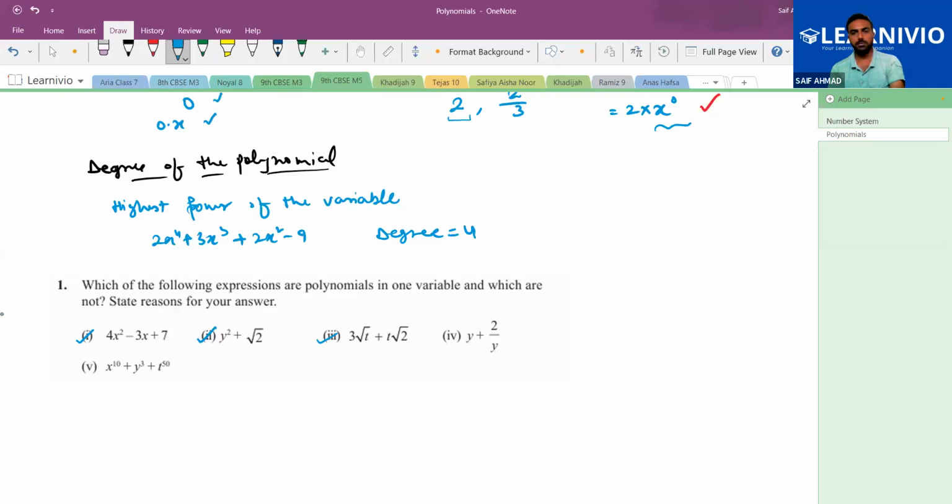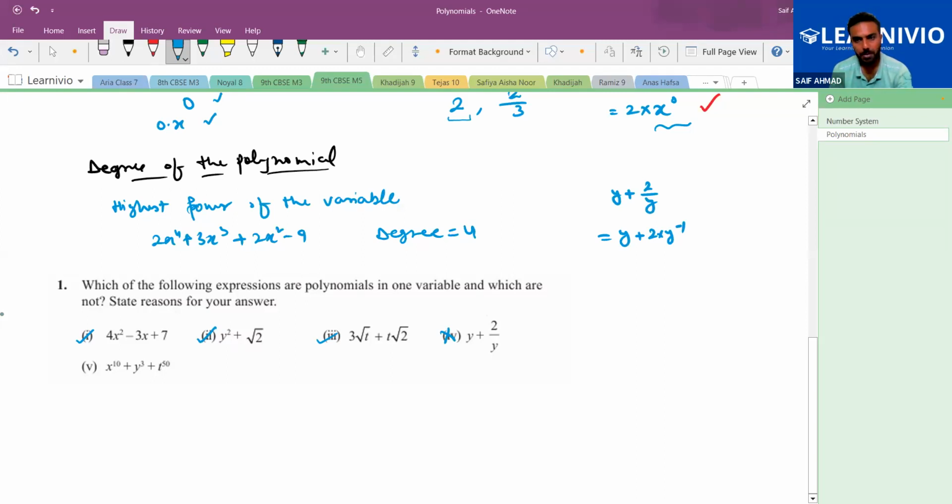Yes, sir, it's a polynomial. No, this is not a polynomial because y is in the denominator. When we take it into the numerator, the power will change. The power will become negative. This one is 2 upon y, so y is in the denominator. If we take it into the numerator, its power will be -1. So this is not a polynomial.